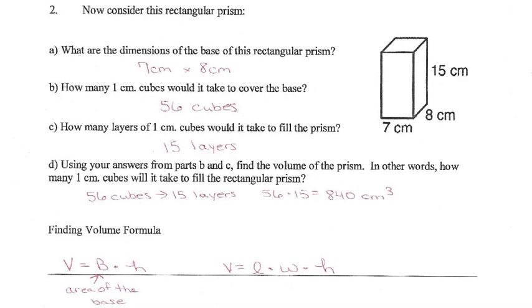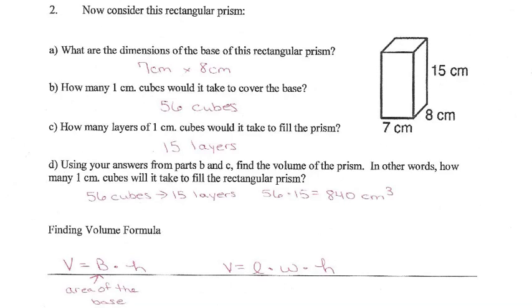So part A, the dimensions of the base is 7 centimeters by 8 centimeters. So the base, it would take 56 cubes to cover the base. And then how many layers will it take to fill the prism? It would be 15 layers.